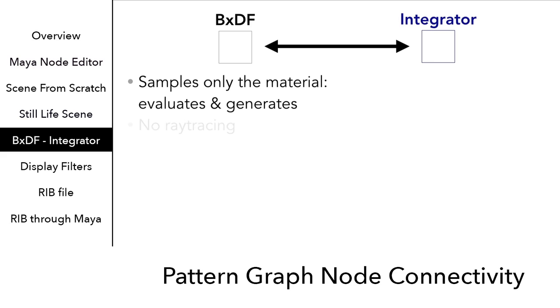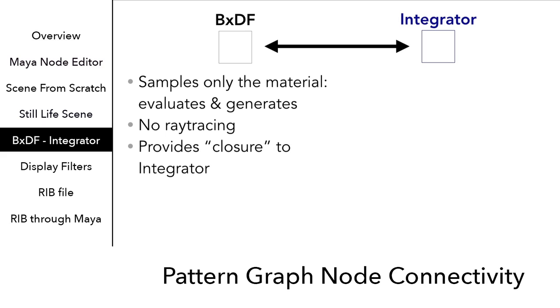It doesn't actually throw any rays. So there's no ray tracing happening inside the BXDF, whereas before when you had shaders, you could do ray tracing in here, but all the ray tracing is done in the integrator. We'll see that on the column on the right. So no ray tracing in the BXDF, and it's only doing the material samples. Now this provides a closure to the integrator, and a closure is not the final color. It's a representation of the material. So it's the material samples that are evaluated and generated, and it tells the integrator what kind of rays it's throwing, whether it's a specular, diffuse, refraction, etc.